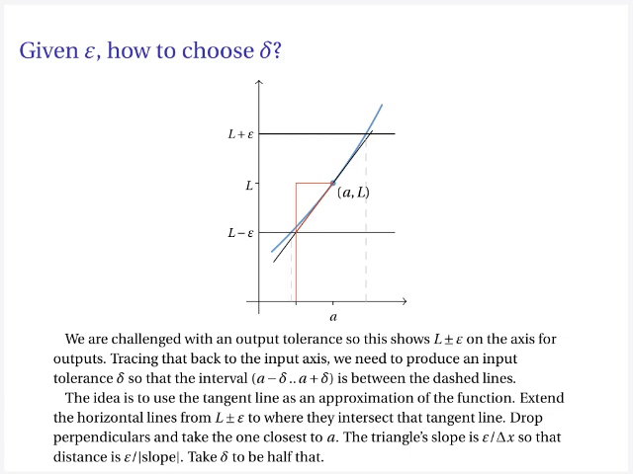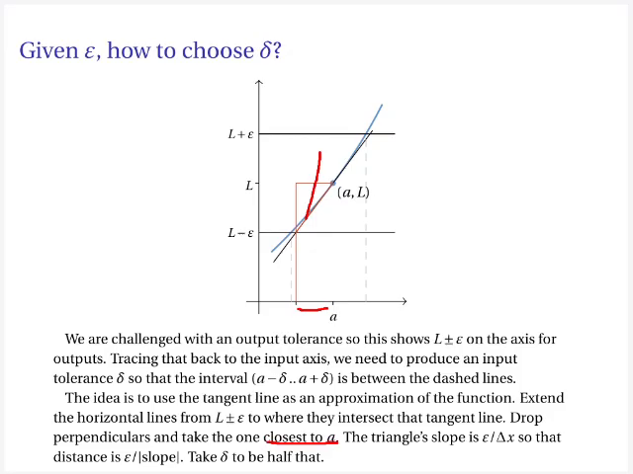Okay, I took the one closest to A, because there's another place if you drop a perpendicular here, but I'm going to ignore that. I took the one that's closest to A. The triangle right there, that triangle's slope is epsilon over delta x. So this distance right here is epsilon over the absolute value of the slope. Take delta to be half of that.